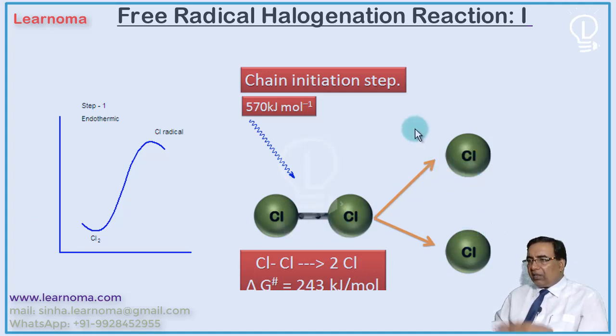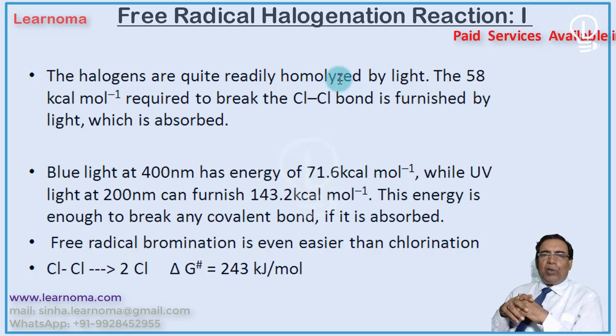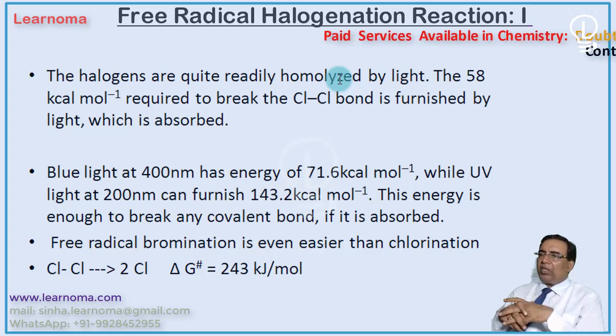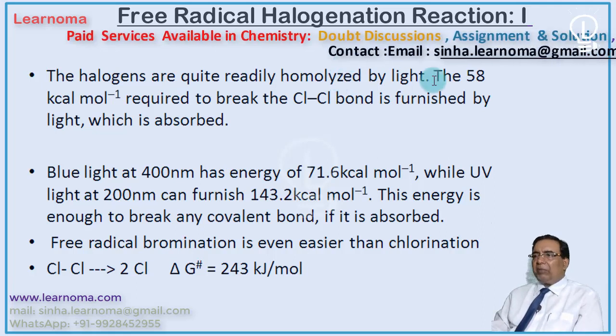See, in the next slide we will see the halogens are quite readily homolyzed. Homolyzed means dissociation in equal parts, bond dissociation equally, resulting in the formation of radicals. Heterolysis means uneven bond dissociation. Here the bond dissociation is homolytic type.